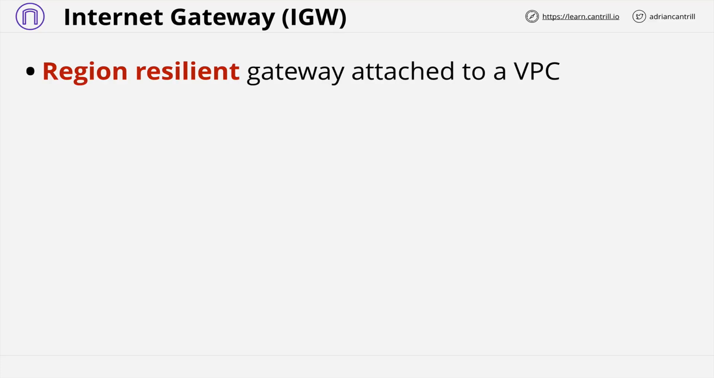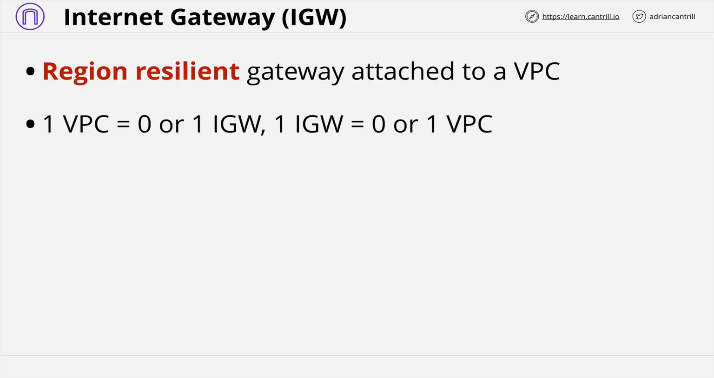Now, there's a one-to-one relationship between internet gateways and the VPC. A VPC can have no internet gateways, which makes it entirely private, or it can have one internet gateway. Those are the two choices. An internet gateway can be created and not attached to a VPC, so it can have 0 attachments, but it can only ever be attached to one VPC at a time, at which point it's valid in all of the availability zones that the VPC uses.